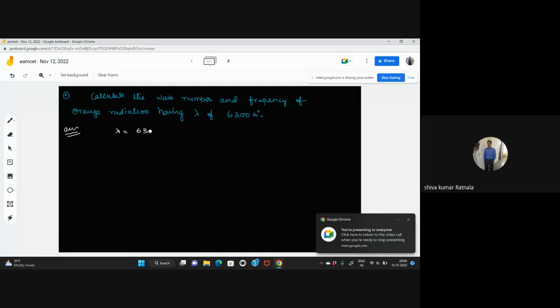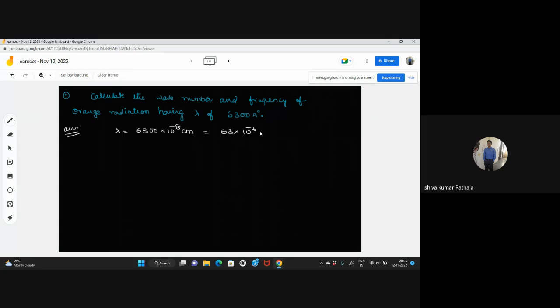Lambda given 6300 into 10 to the power of minus 8 centimeters, which means 63 into 10 to the power of minus 6 centimeters. What is he asking? He is asking wave number and frequency. We know wave number means what? Wave number nu bar equal to 1 by lambda. That means 1 by 63 into 10 to the power of minus 6. That means 10 power of 6 by 63 centimeter inverse.